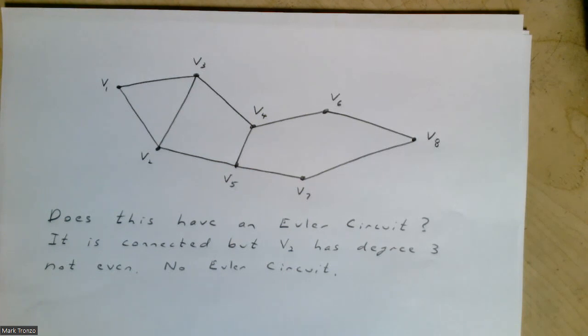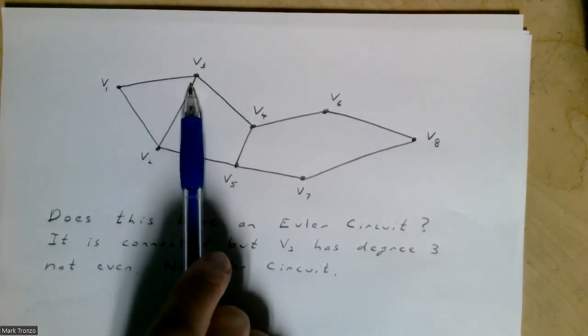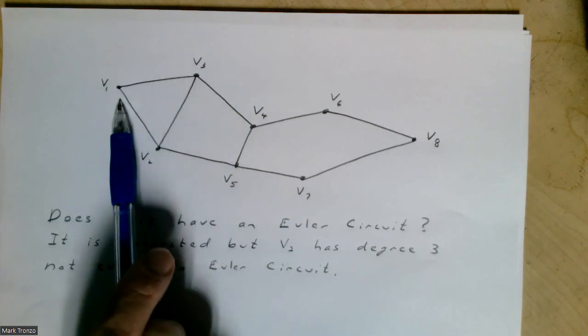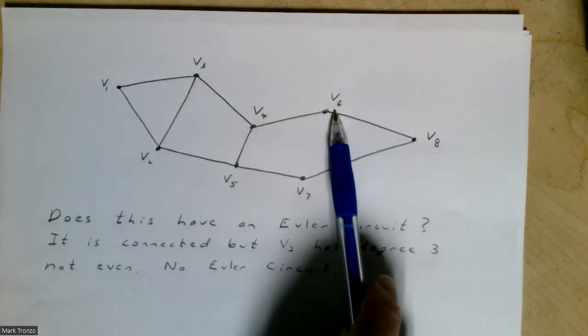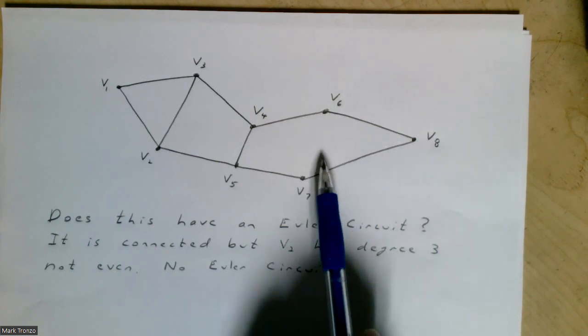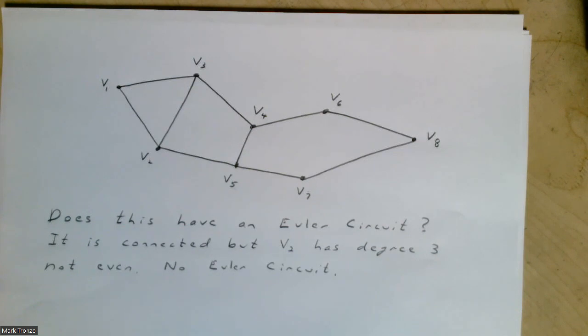So in this case, you could have picked any one of several of these. This one has degree 3, this one has degree 3. Neither of those are even. Now these ones are even. This has degree 2, this has degree 2, this has degree 2. Those are okay, but if you have just one that doesn't have even degree, then you don't have an Euler circuit. So this one is no Euler circuit.